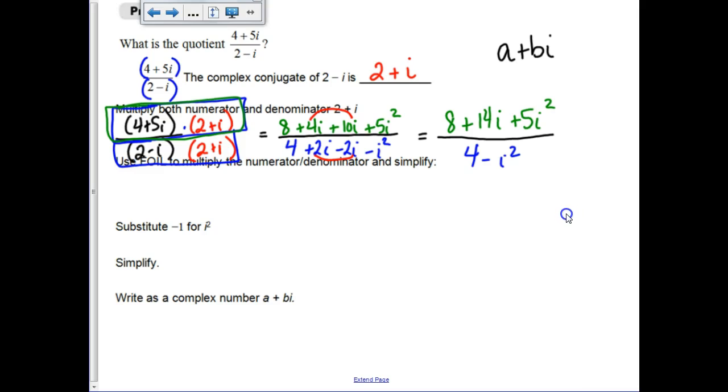Okay, it still doesn't look like a plus bi. So there must be more simplifying happening. The i squareds are all going to get replaced with negative 1s. So this i squared and this i squared are going to get replaced. So down here you're going to need some more space. Rewrite it as 8 plus 14i. And then instead of plus 5 times i squared, what does that become? A minus 5, thank you. Over, in my denominator, 4. And then what's going to happen with a subtract negative 1? It becomes a plus 1.